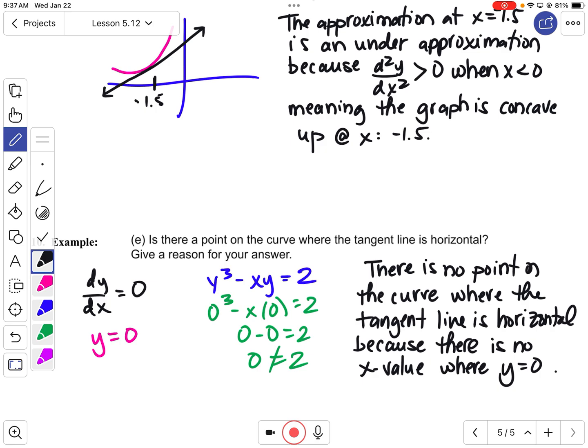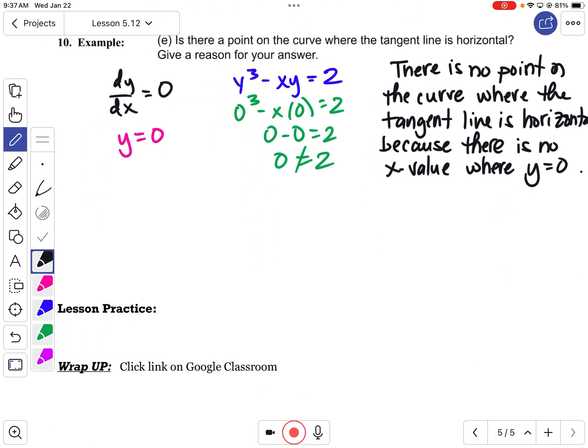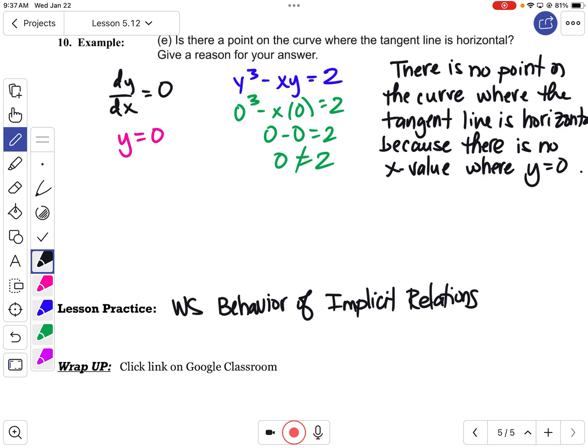So your lesson practice is a worksheet, Behavior of Implicit Relations. I think I pulled it all from AP Classroom, just because they're good questions. I don't want to lie, but I think it's like 5 or 6 questions. It's not a bunch. I probably just lied, though, because there's 4 on the front page. Hold on. 6. A 6! I didn't lie too bad. So there's 6. And then your wrap-up is there on Google Classroom. Let's get that done.